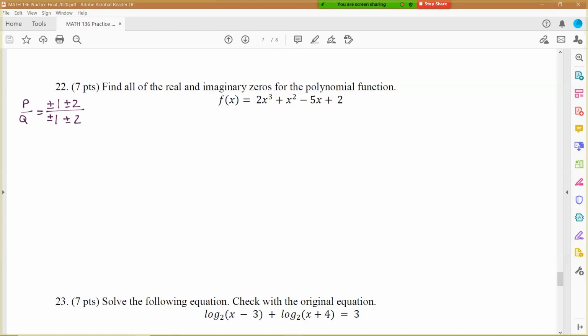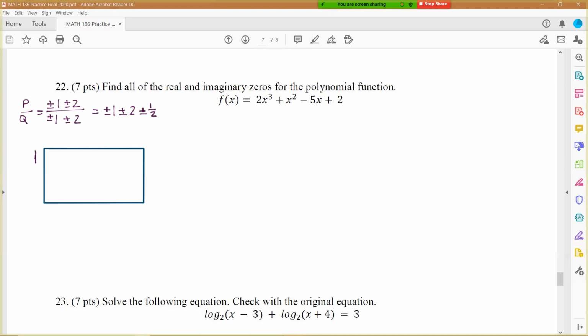Anybody remember? So we have plus or minus 1, plus or minus 2, plus or minus 1 half. 1 over 1 is 1. So we have these 6 numbers that we can try using synthetic division. What number would you like to start out with? 1. Michaela's saying 1. So we're going to try synthetic division with 1.